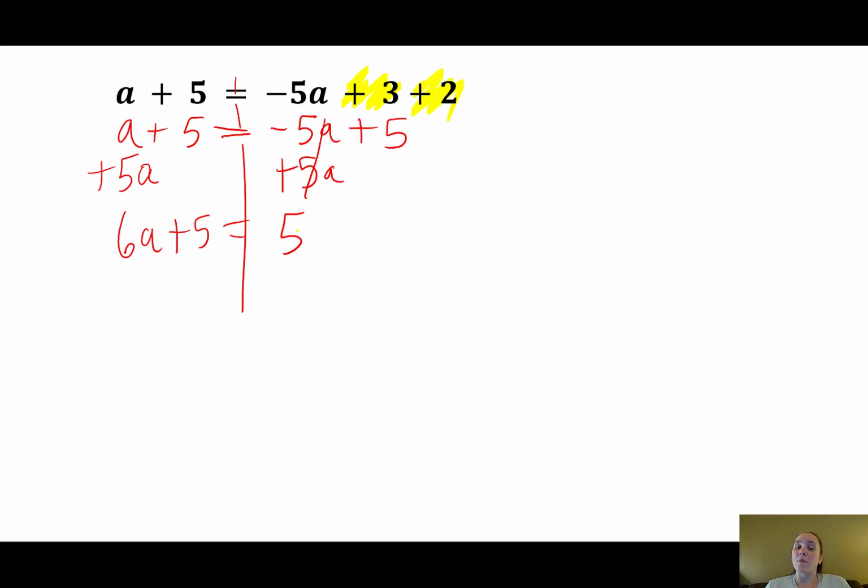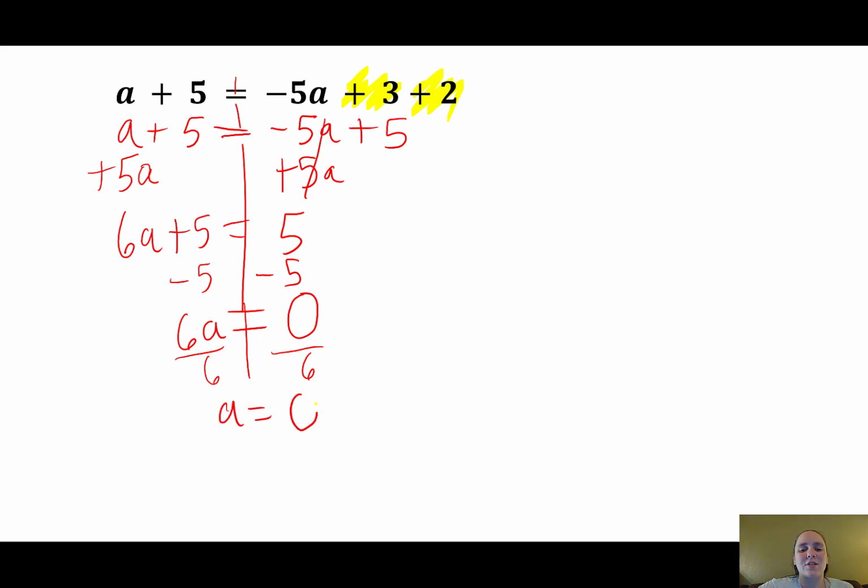Now we're going to continue working, subtracting 5 on both sides, moving the constant. That gives me 6a is equal to 5 minus 5, which is 0. So now I have 6a equals 0. The next thing I want to do is divide both sides by 6, since that's my coefficient. And I get a is equal to, well, 0 divided by anything is just 0.